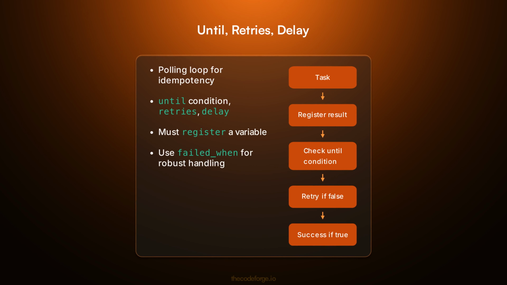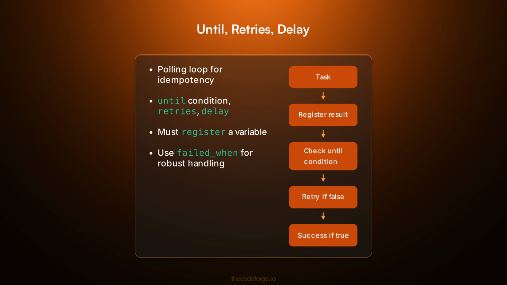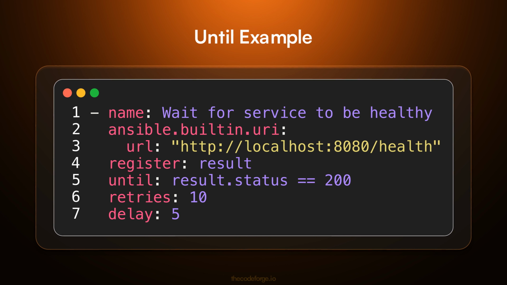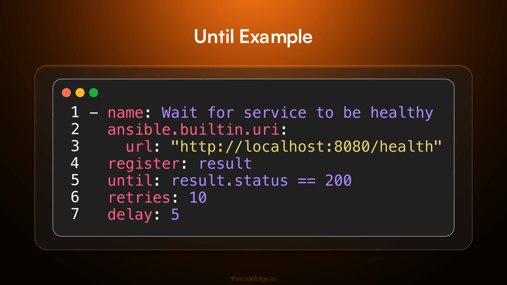The until clause retries a task until a condition is met. You must register the result and use it in the condition. Combine with retries and delay to control polling. This task polls a health endpoint until it returns 200. It retries up to 10 times with a 5-second delay between attempts.